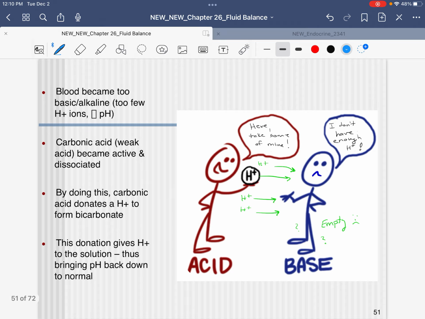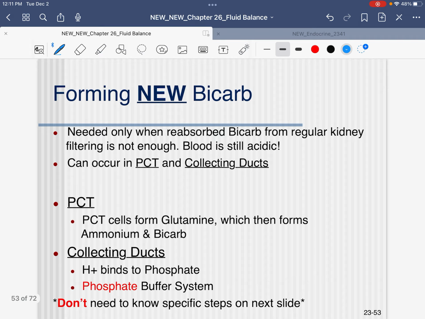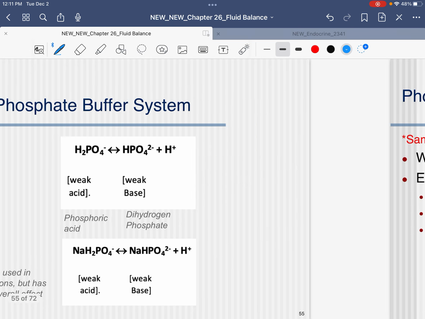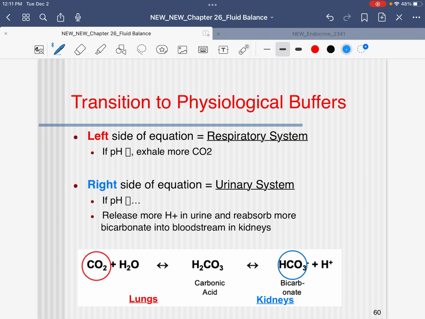That's all you need to know. Don't worry about the phosphate buffer system. As an aside, there are also some proteins that can act as buffers, but you don't need to know that. You don't need to know this either. I went down a little rabbit hole about the ability of our urinary system to generate new bicarbonate, but you don't need to know any of these.